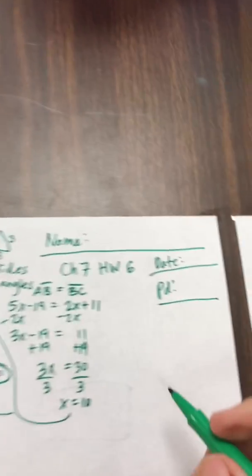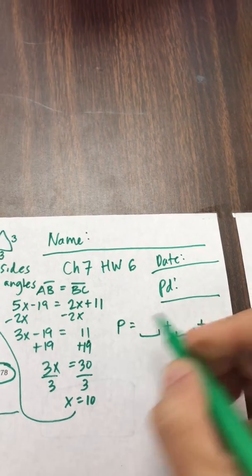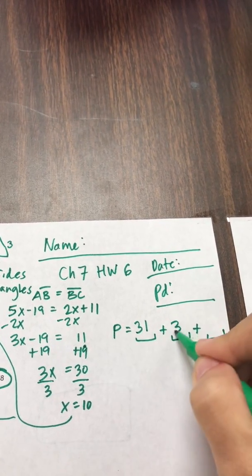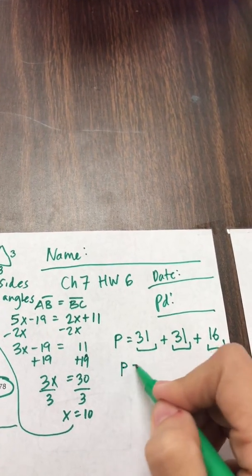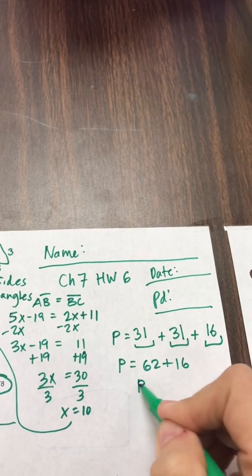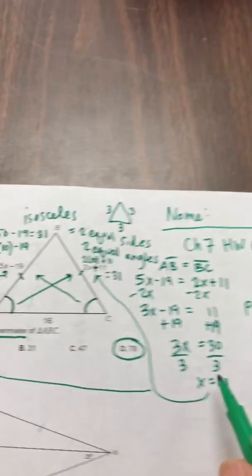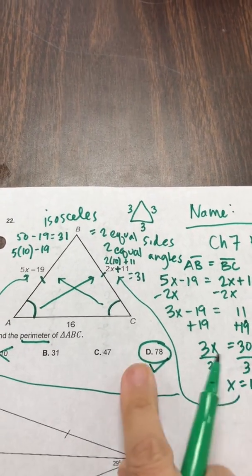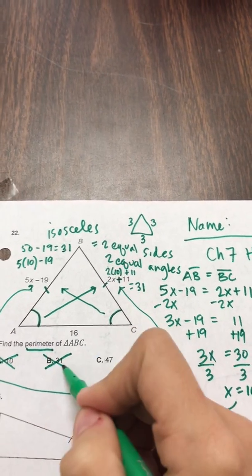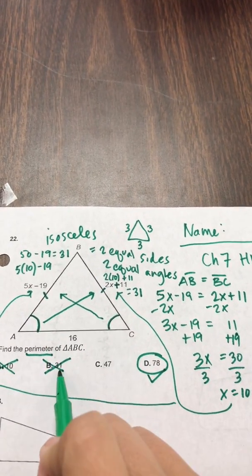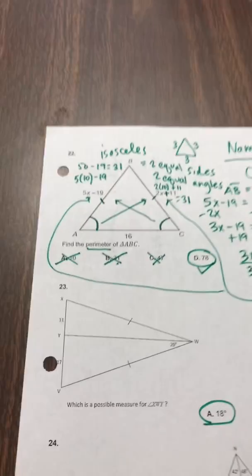So the perimeter of any triangle would just be add up the 3 sides. So we know one side is 31, the other side is 31, and the bottom is 16. So when I add these up, I get 78. Aha! That's why my answer is 78. Now you see 31 did play a role. That's the length of one side. So this was x, this was the length of one side, this was just a subtraction, and this was our answer. Let's go to the next question.